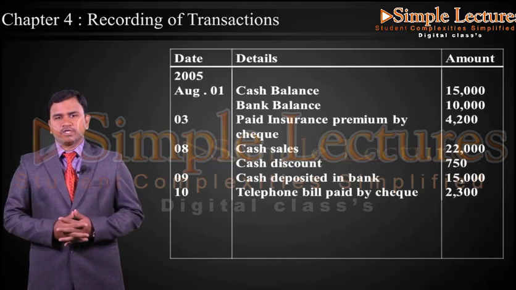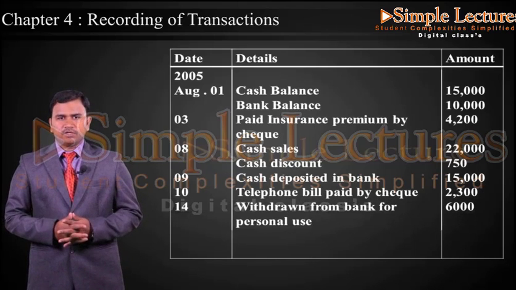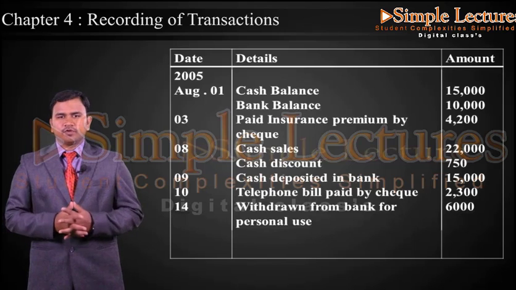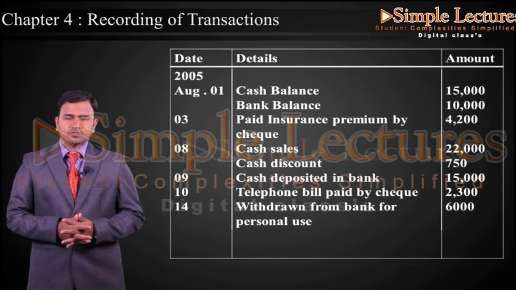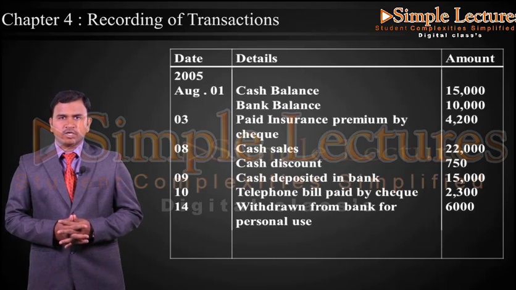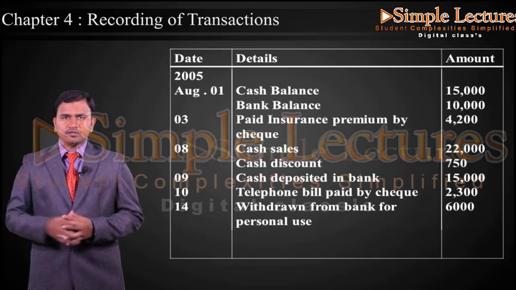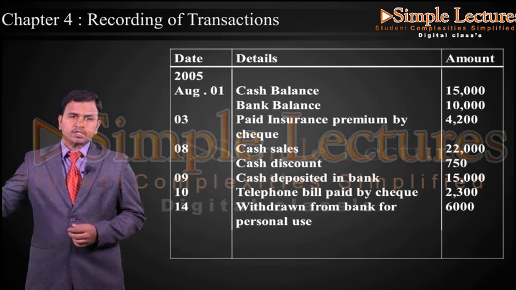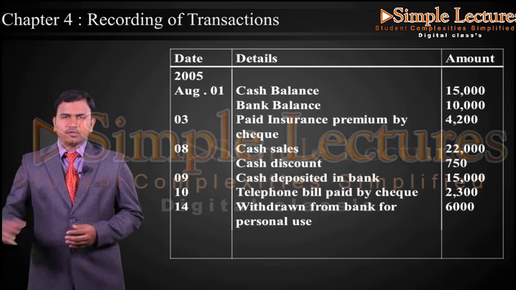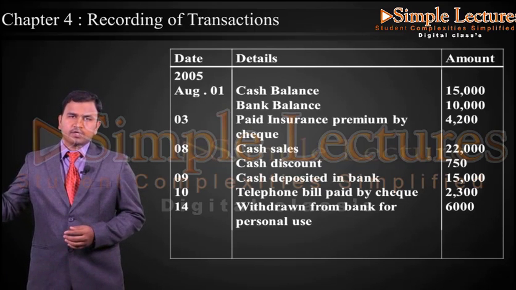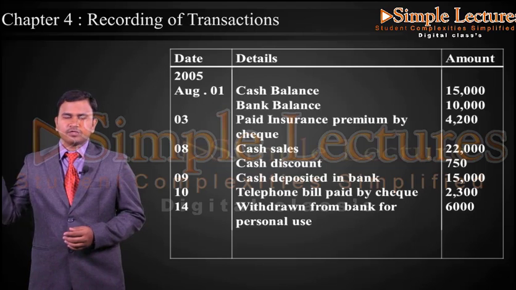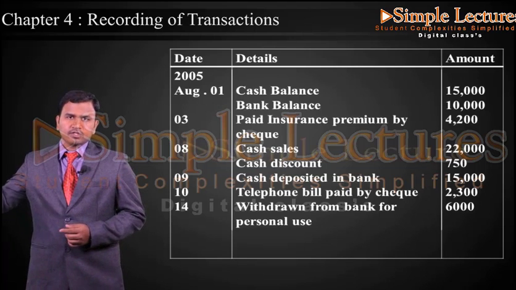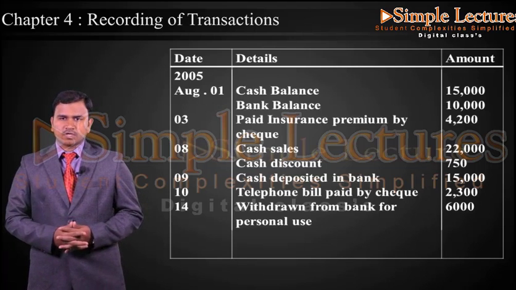Next we have entry on August 14, where the entry is withdrawn from bank for personal use 6,000. So here the amount was withdrawn from bank and it should be recorded in the credit side. So now the entry will be on August 14th by drawings account, and in the bank amount column we are going to record 6,000.